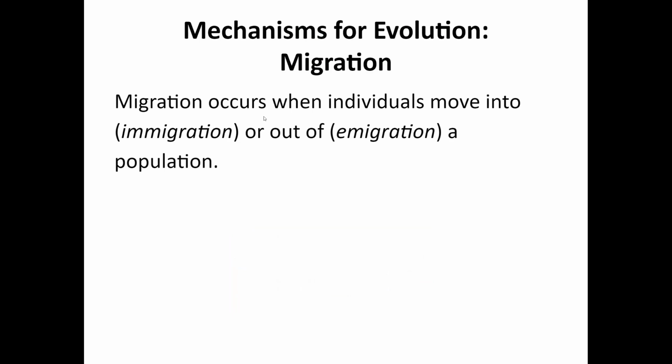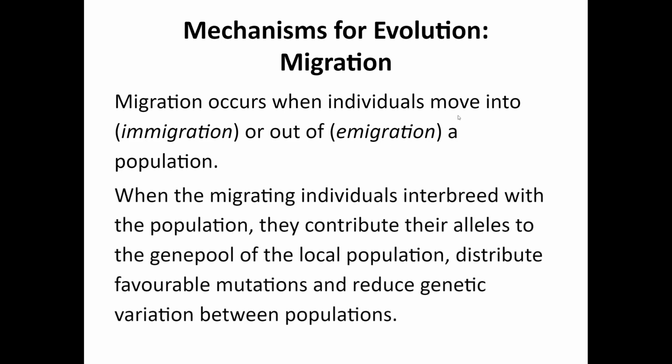Okay, so migration is one of the other points we need to talk about. So mutations first, and then migration. Now, migration occurs when individuals move into, which is immigration, or out of, which is emigration, a population. Okay, so when organisms migrate and breed, they contribute their alleles to the gene pool of the local population. Okay, and this actually may cause problems. So it can disrupt favorable mutations and can reduce genetic variation.